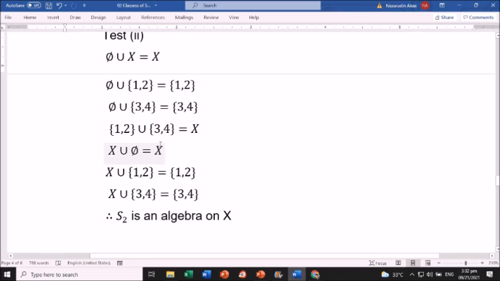So therefore, lahat ng unions ng dalawang sets ay makikita pa rin dun sa S sub 2. And ganoon din, lahat ng complement ng bawat elements nun ay nandun din. So therefore, we can now say that S sub 2 is an algebra on X.